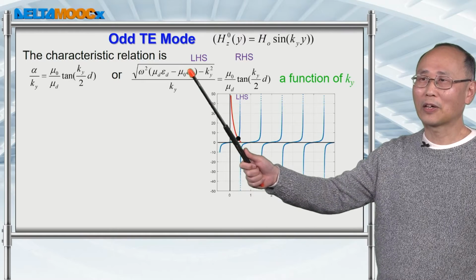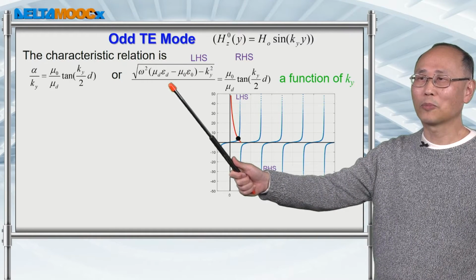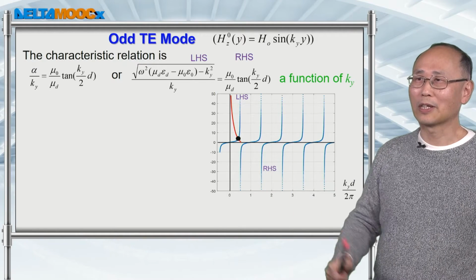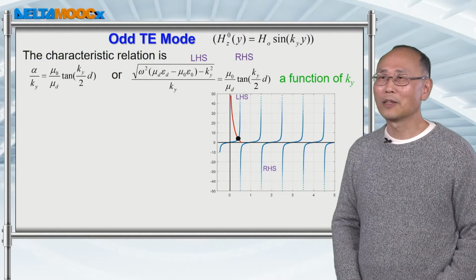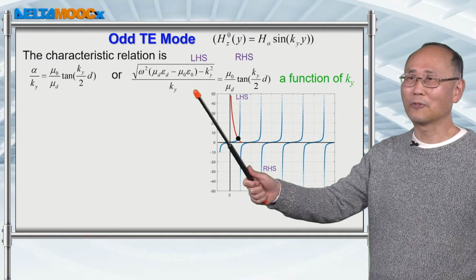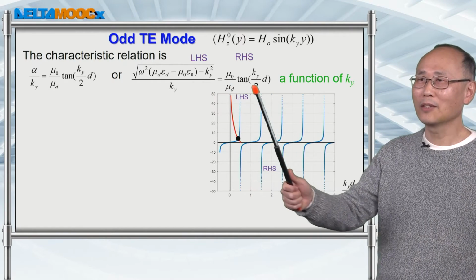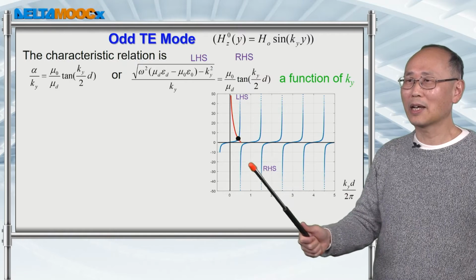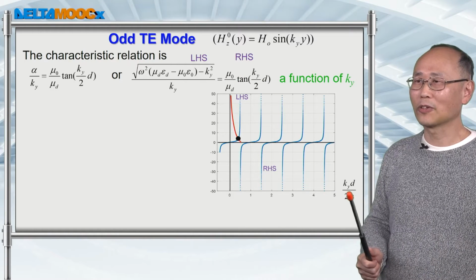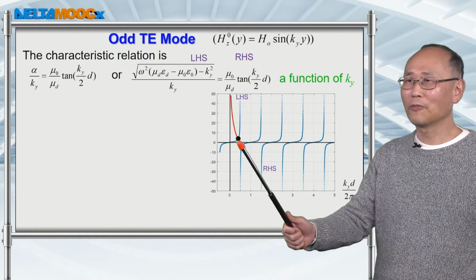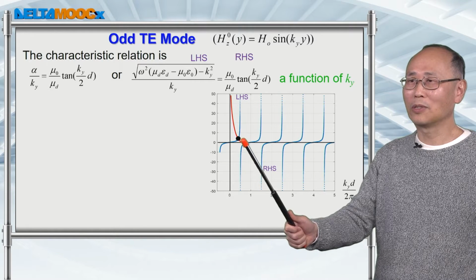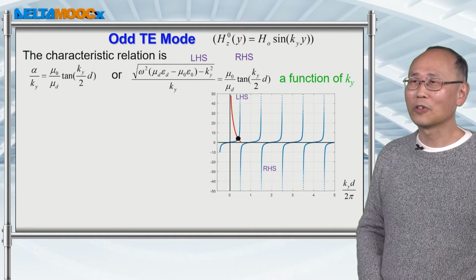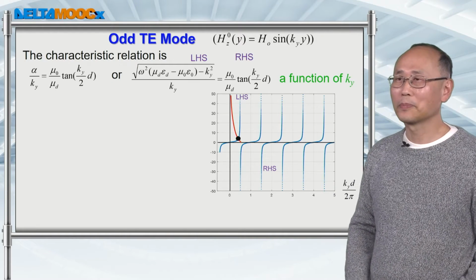Once you have done this, then you come up with this characteristic relation. And this expression is very, very similar to the one we had for the TM mode. So you can just plot the right-hand side and left-hand side on the same figure as a function of ky, and then you look for the intercepting point to determine the available ky for the guided mode.